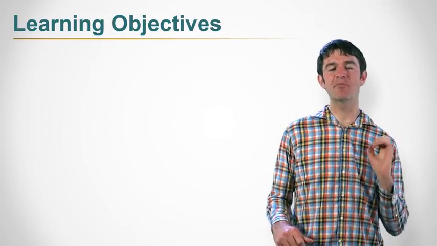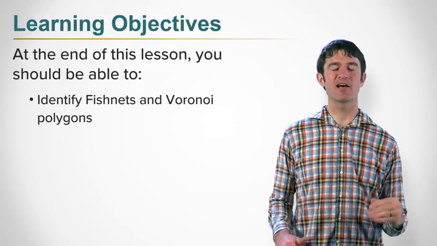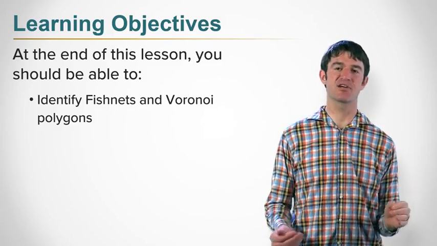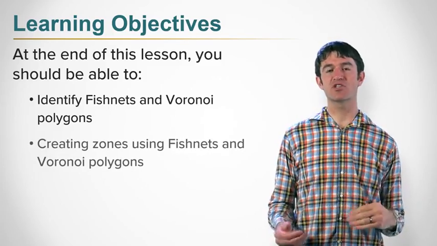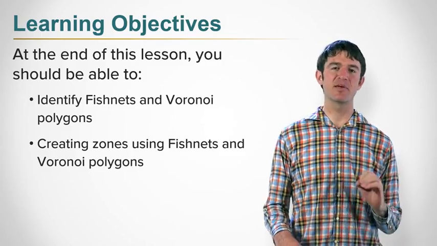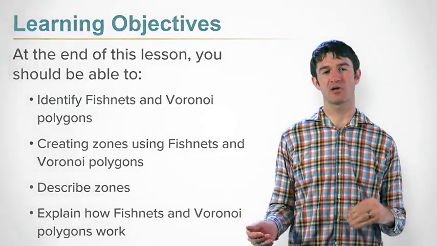In this lesson, I'm going to introduce fishnets and Voronoi polygons. Voronoi polygons, in particular, are important in interpolation, and you'll learn why in the next lecture. But for now, we'll discuss creating zones using both of these methods. By the end of this segment, you'll be able to describe zones and explain how fishnets and Voronoi polygons work.